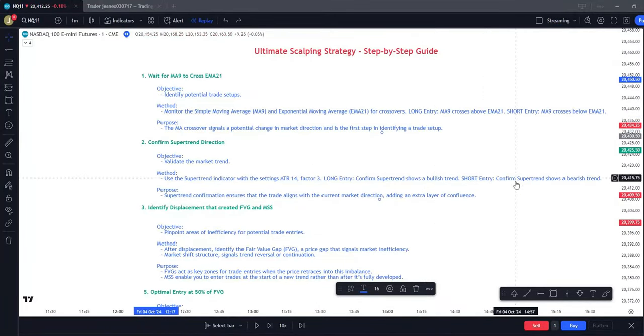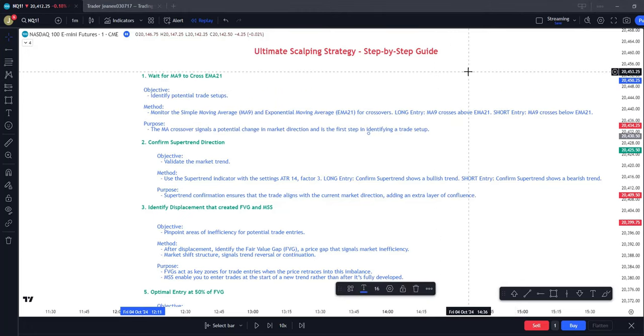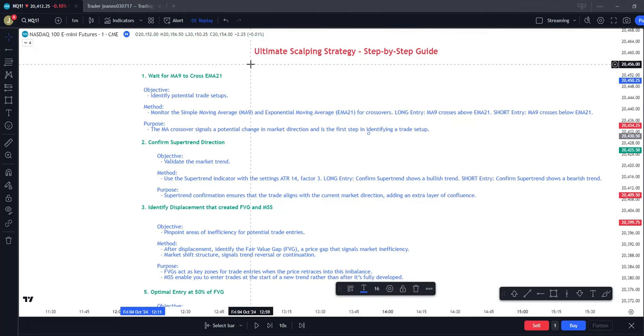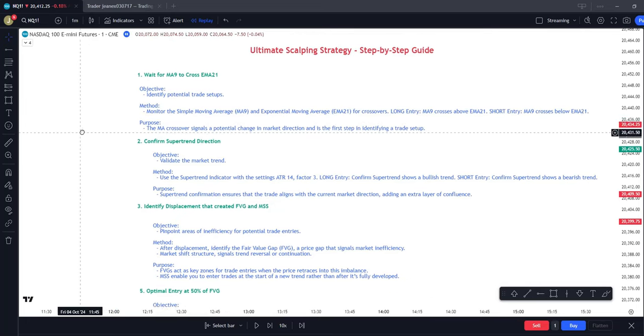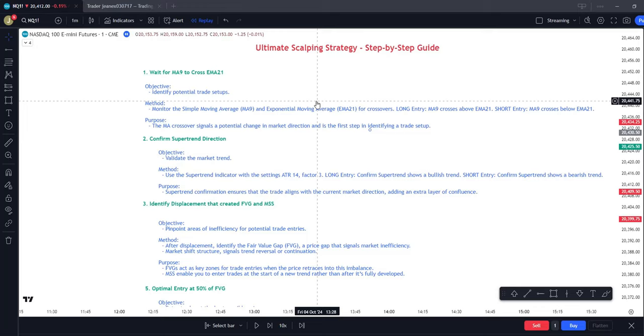So let's discuss this strategy in depth, and maybe I hope you will learn. I call this the ultimate scalping strategy. This is the step-by-step guide. I didn't invent this; the strategy has been around for a long time. Maybe I just discovered it, I don't know, but I think someone else is also using it.